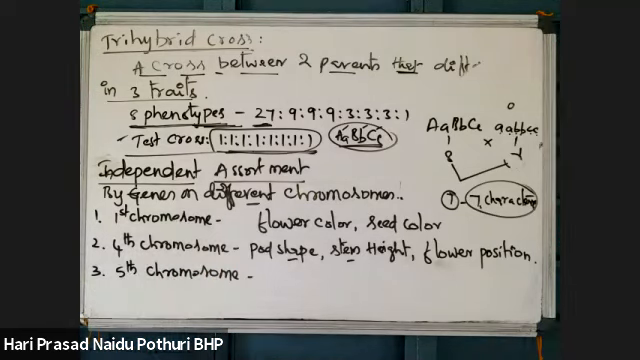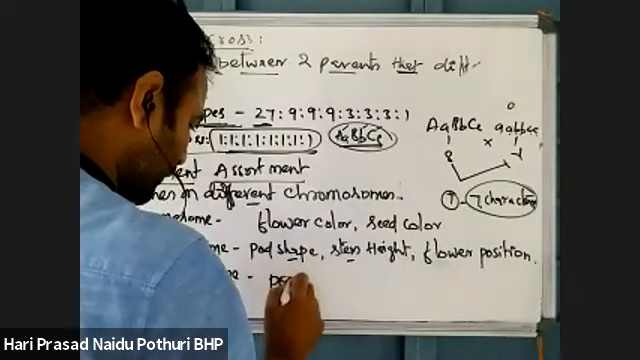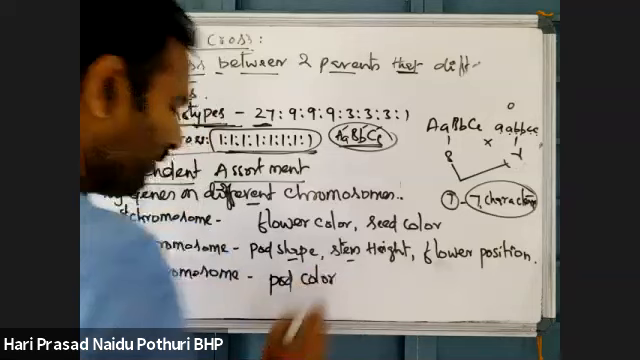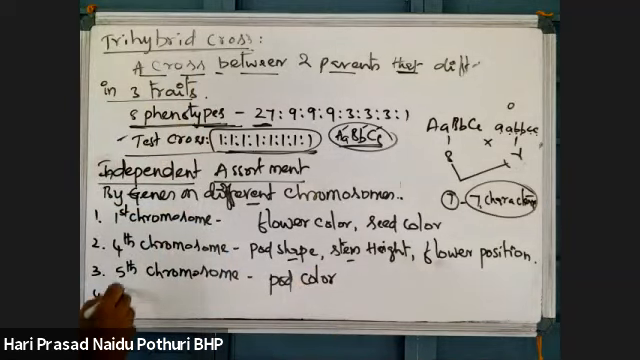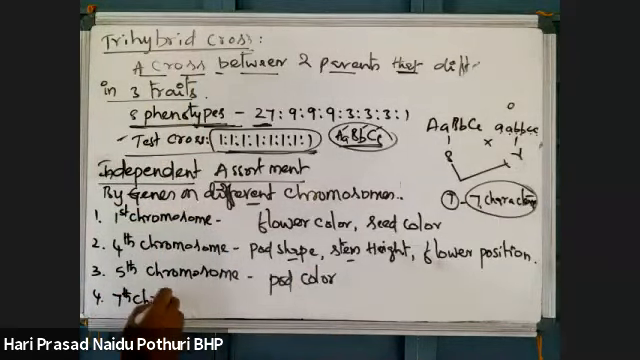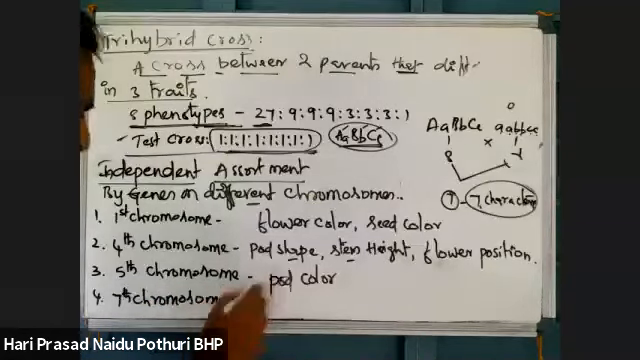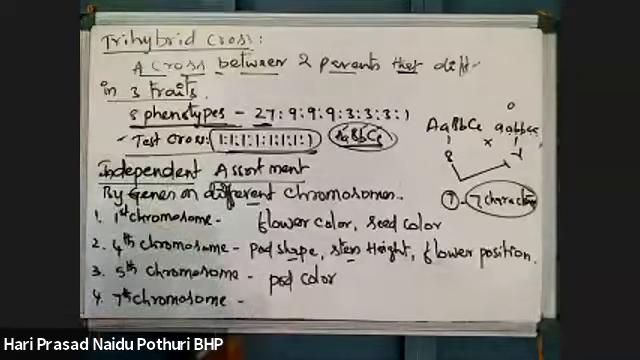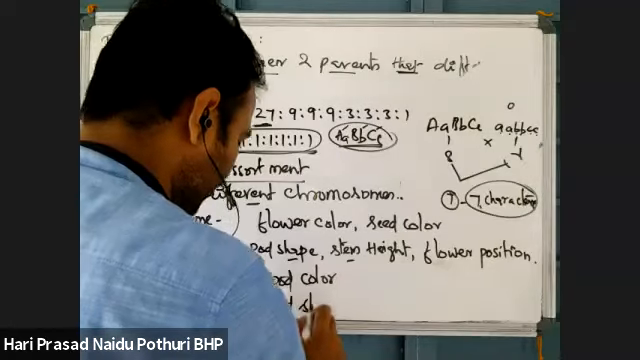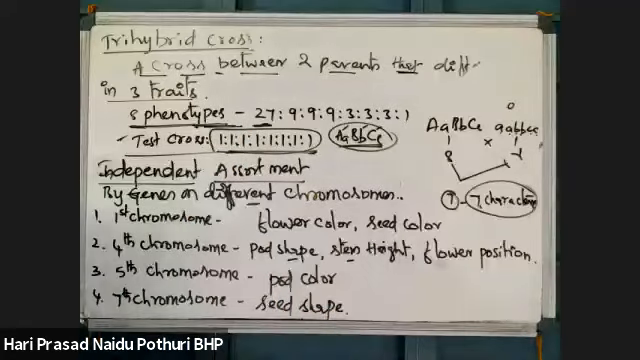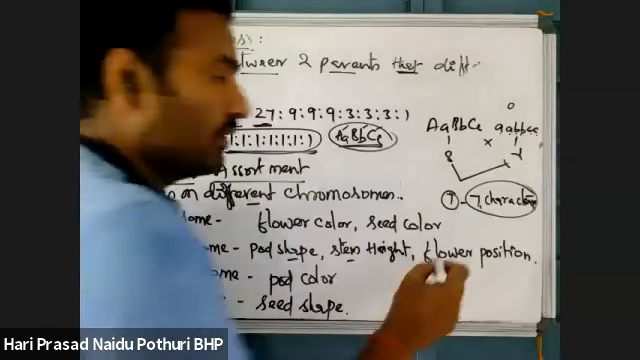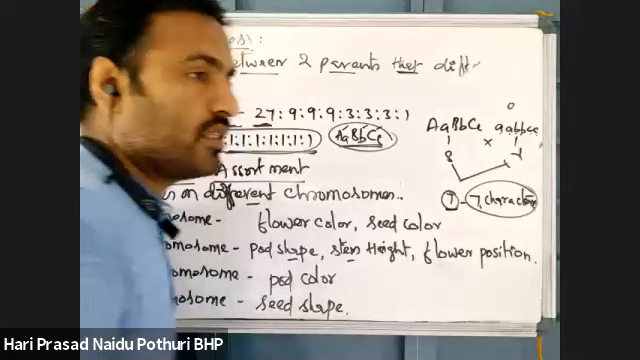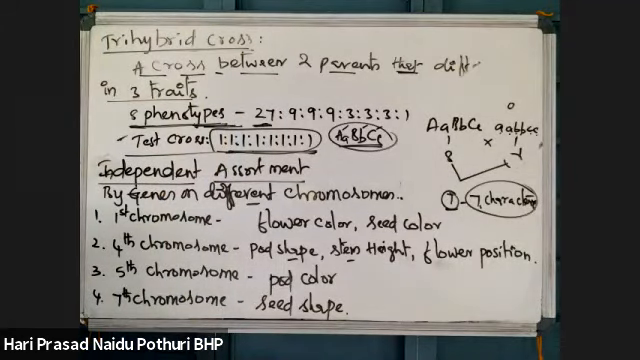The 5th chromosome has pod color, and the 7th chromosome carries the character of seed shape. Totally 7 chromosomes are present in Pisum sativum.